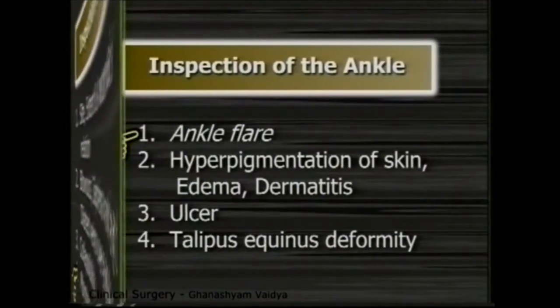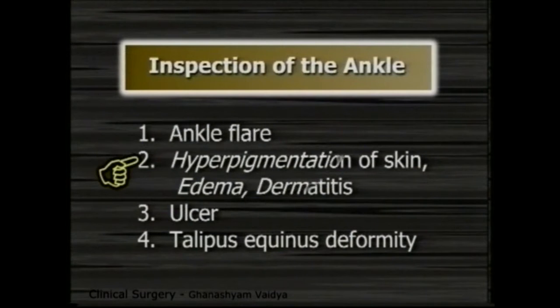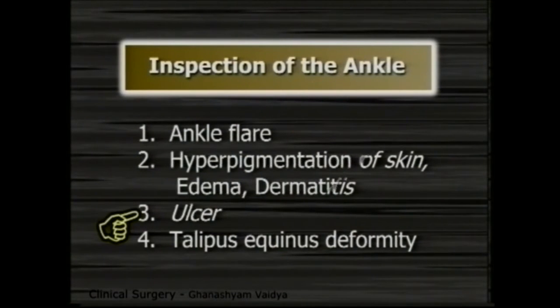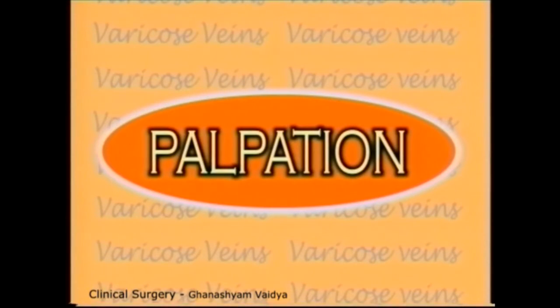Now inspect the ankle and the lower third of the leg for ankle flare, hyperpigmentation of the skin, edema, dermatitis or ulceration, and if a varicose ulcer be present, look for talipes equinus deformity of the ankle. Now let us proceed to palpation.